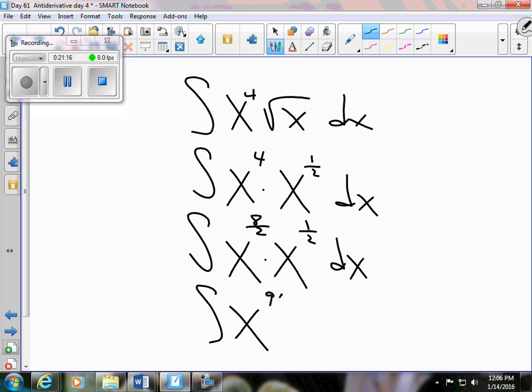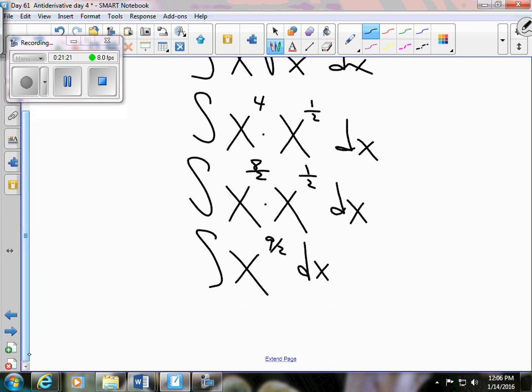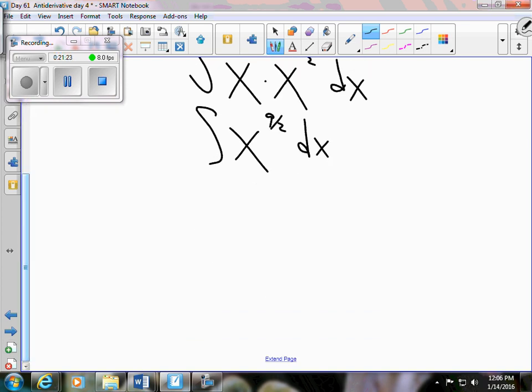Now we can use our power rule. So if we add 1, which is 2 halves, to the exponent, what do we get? 9 halves plus 2 halves is 11 halves. And then we multiply by the reciprocal.